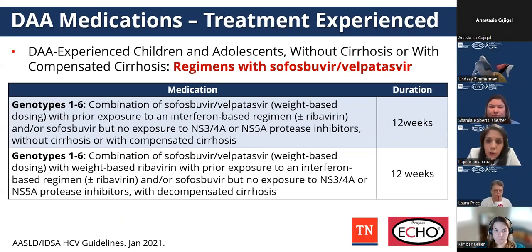Now, this is another regimen. This is the case when you have had a previous exposure to a regimen that has interferon or sofosbuvir, but no exposure to an NS3/4A protease inhibitor. And as you can see, we can repeat the treatments, especially with sofosbuvir/velpatasvir. We can do 12 weeks for all genotypes from 1 to 6. Next slide, please.